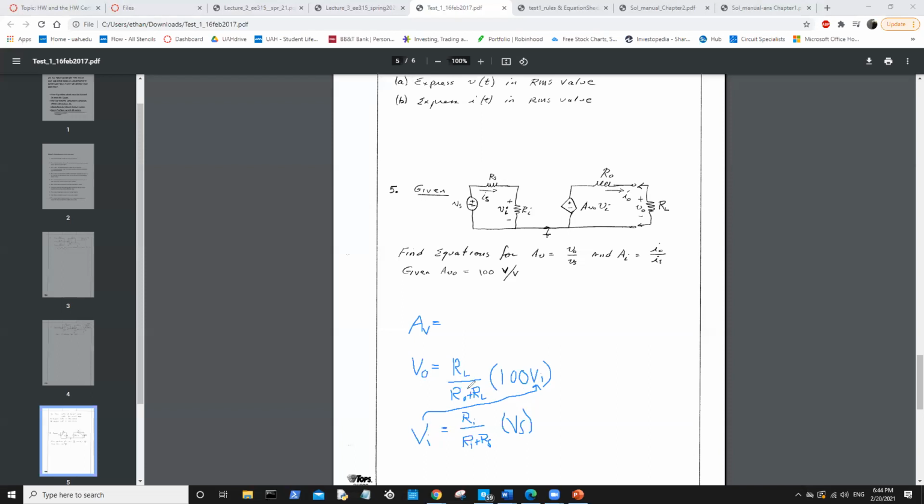Cool. Anyone who likes to do algebra, I'll leave this as an exercise to the watcher. You can do this part. So I'm going to clear that.